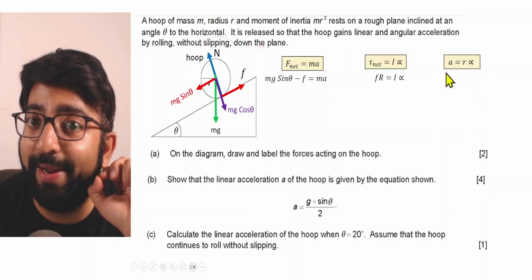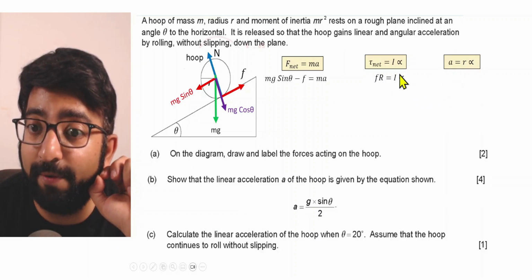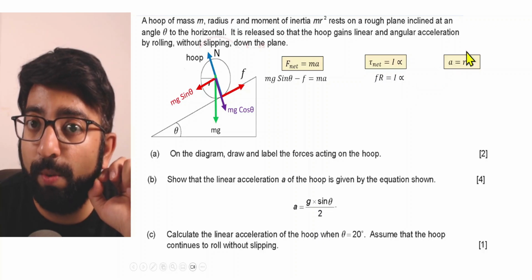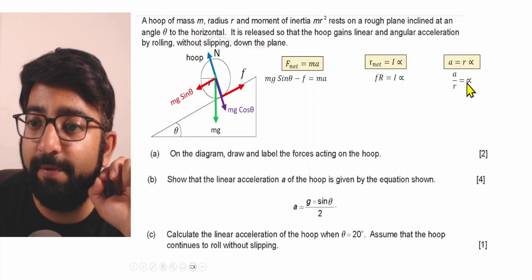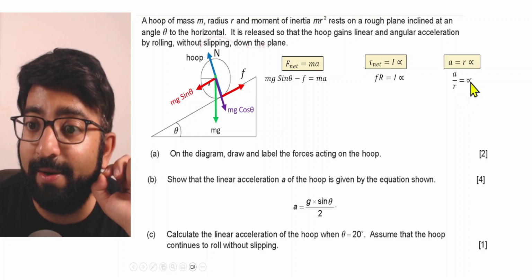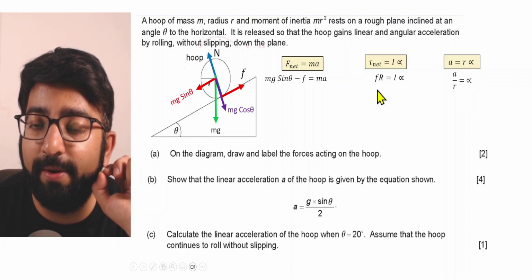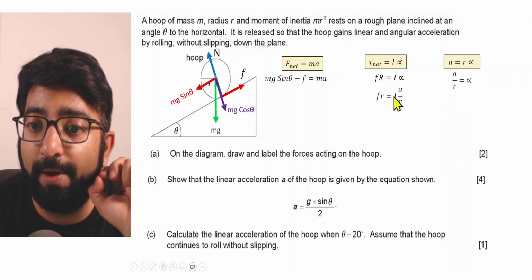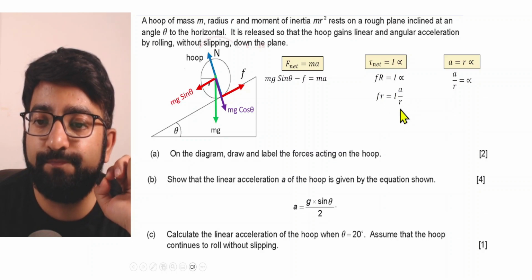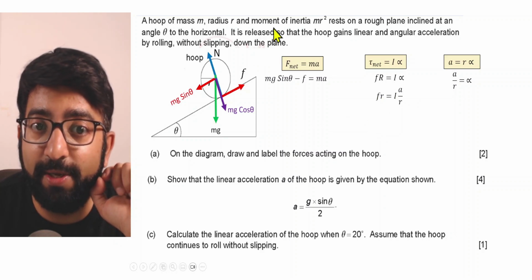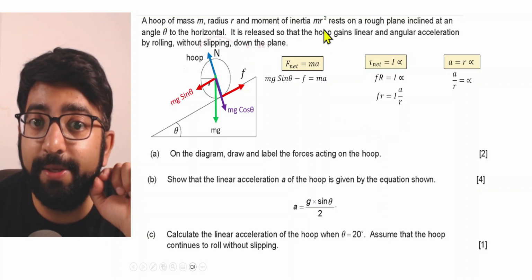From here, let's make alpha the subject so that we can replace it in this equation. So over here, if we make alpha the subject, we will get a upon R. And then if we replace this alpha over here, the expression will become f R is equal to I a upon R. And now in the question stem, it is mentioned that the moment of inertia of the hoop is mR square.